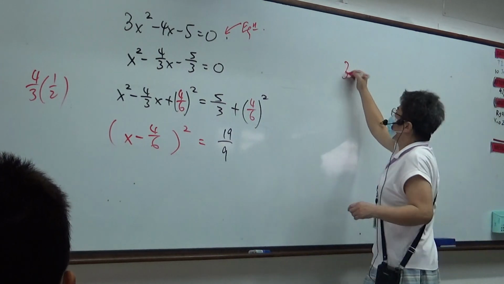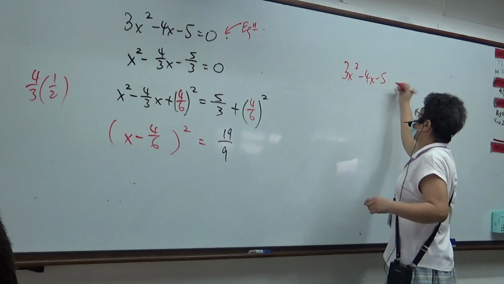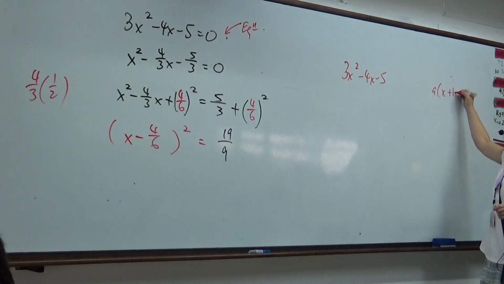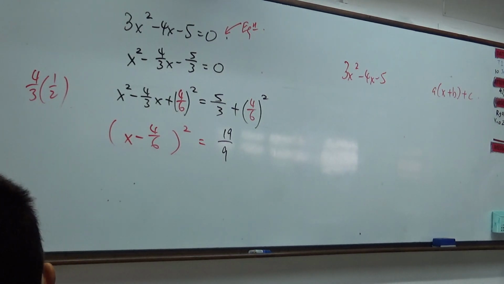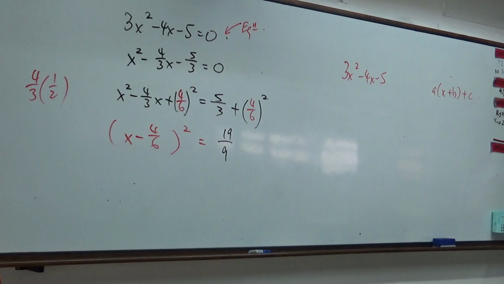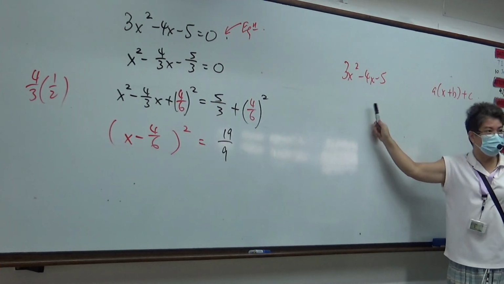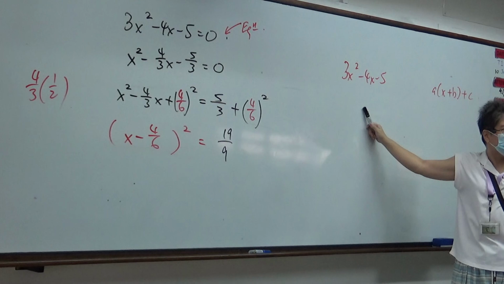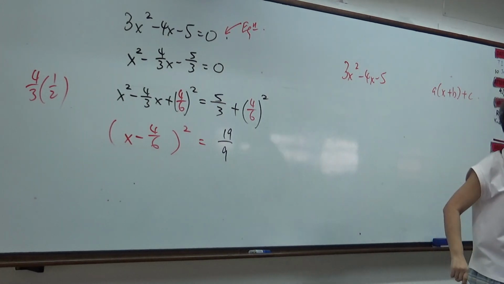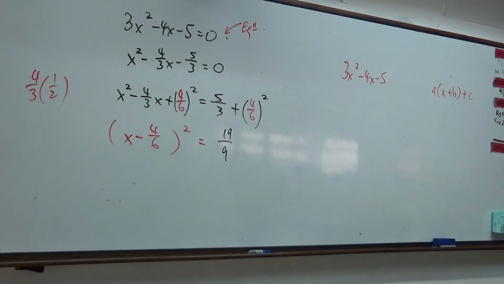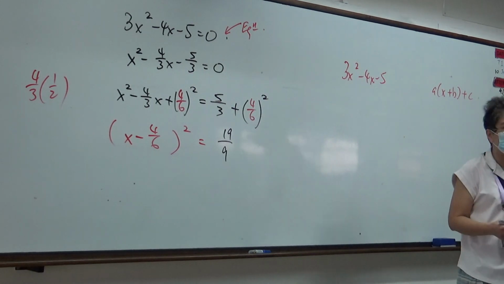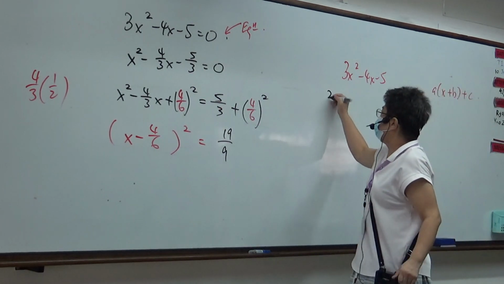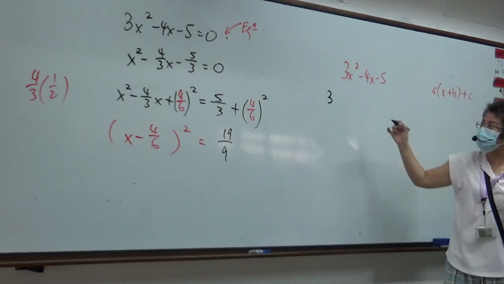Now, what if I want you to write it in this form? That means I want you to complete the square right here. Correct. Now, can you tell me if this is an equation or an expression? Expression. Then can I say divide by 3? No, if I divide by 3, I am not maintaining the same expression. So how do I make the coefficient of x squared 1? I take out a common factor of 3. So what do I have left?